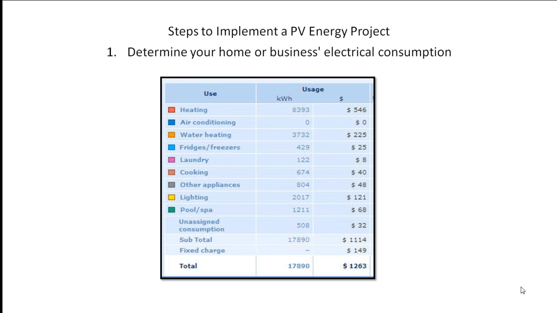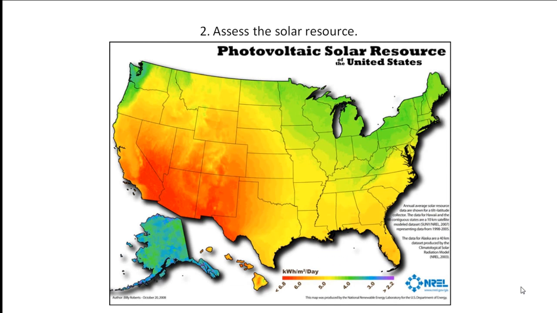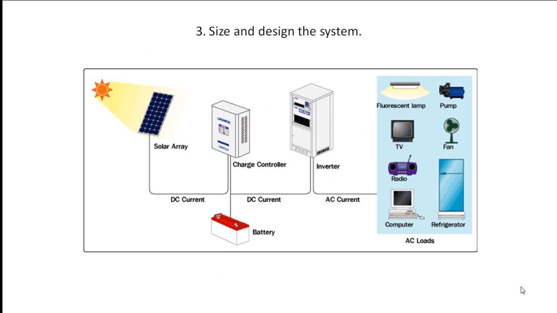Steps to implement a PV energy project. Number 1. Determine your home or business electrical consumption and consider making efficiency improvements to reduce the PV system size and cost. Point 2. Assess the solar resource in your area. Number 3. Size and design the system.